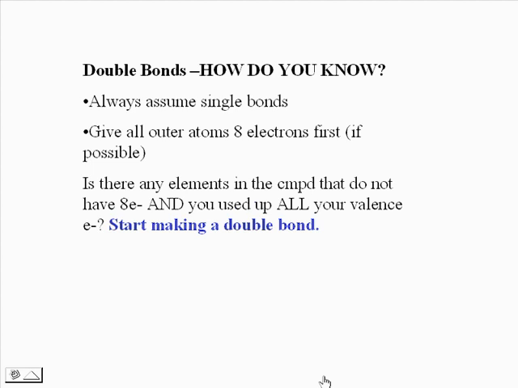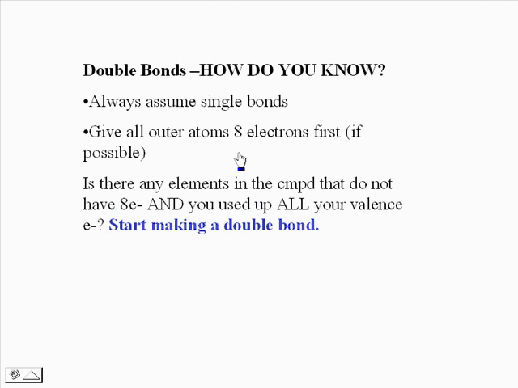Double bonds. How do you know when to be drawing double bonds in your compound? First, when you draw your skeletal structure and you have your central atom and your outer elements, always draw them as single bonds to each other. Never draw them as double bonds from the beginning. So draw single bonds first, bonding all the outer elements to the central atom.